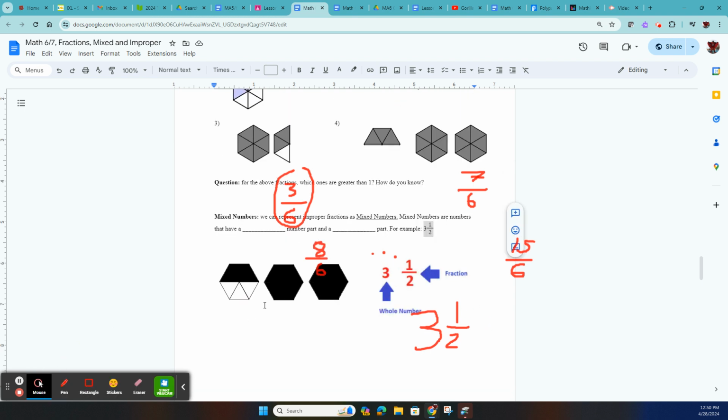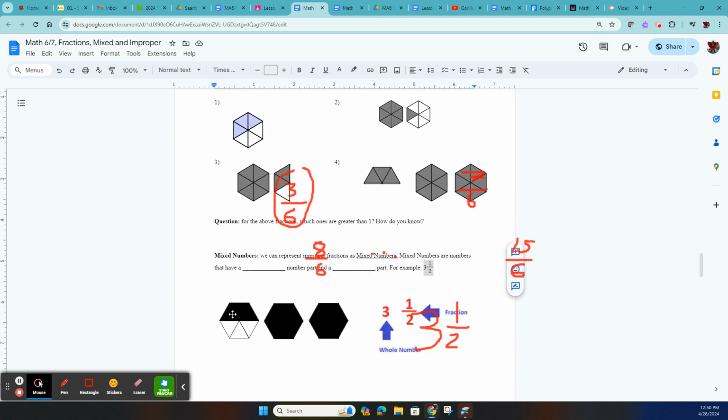When we see any kind of diagram like this as well, okay, well, check it out. We've got 1 whole, 2 wholes. So 2 wholes. And what do we have here? 1, 2, 3, 4, 5, 6. So 3/6. 2 and 3/6. 2 wholes, boom, and 3/6. Boom. That's a mixed number.